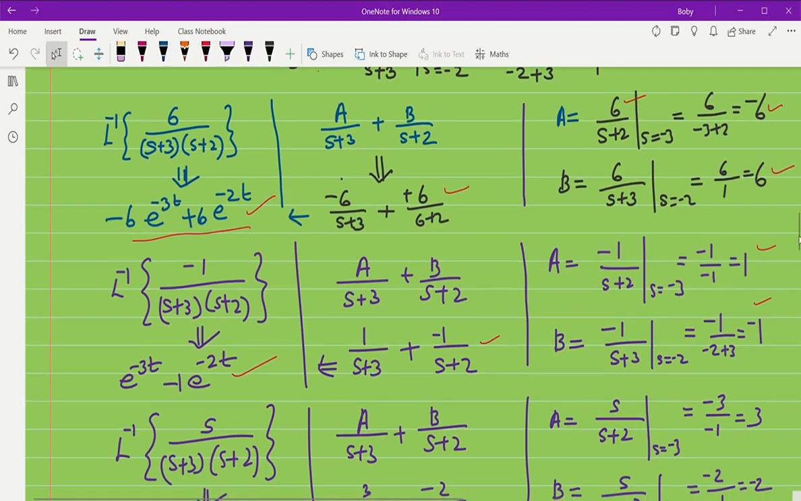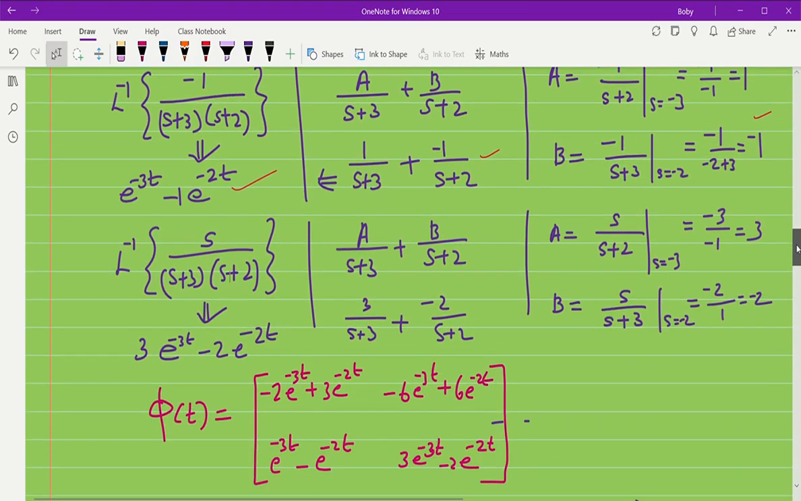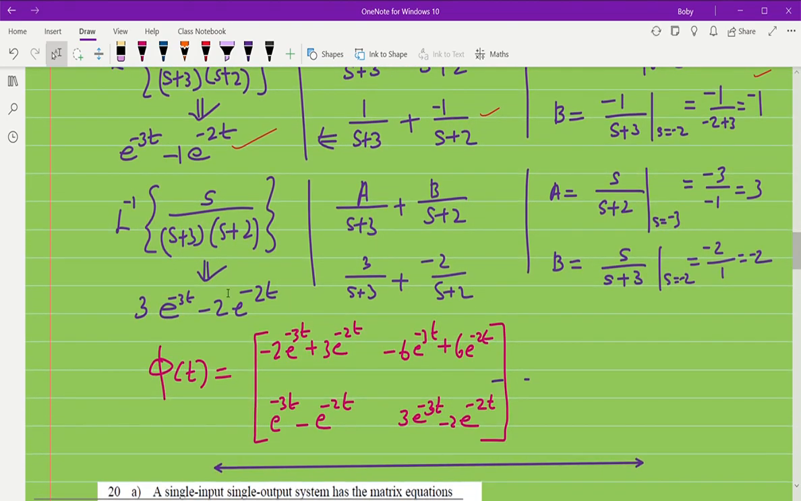Similarly, we have to find the inverse Laplace of the fourth function. You can see the fourth function is S by S plus 3 into S plus 2. A by S plus 3, B by S plus 2. So A equals 3, B equals minus 2, giving 3 by S plus 3 minus 2 by S plus 2. The inverse is 3 into e raised to minus 3t minus 2 into e raised to minus 2t. So this is the inverse Laplace transform.